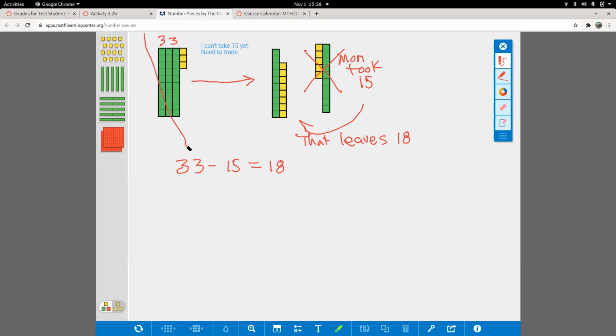Ooh, that didn't work very well. Let's try that again. Why didn't my screenshot work? There we go.